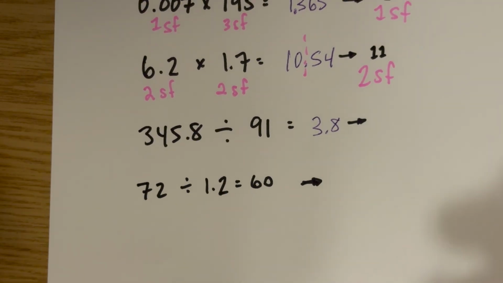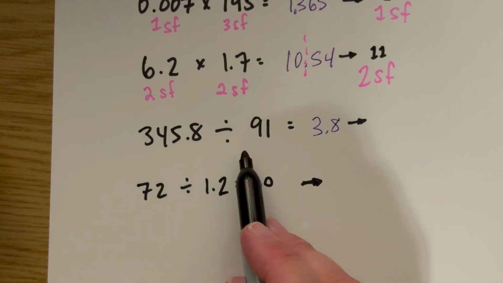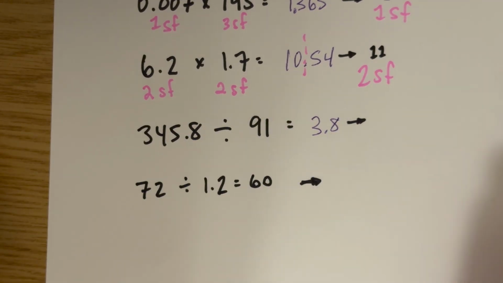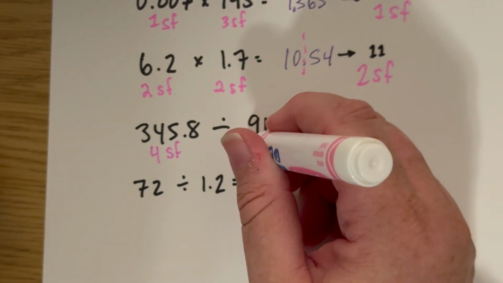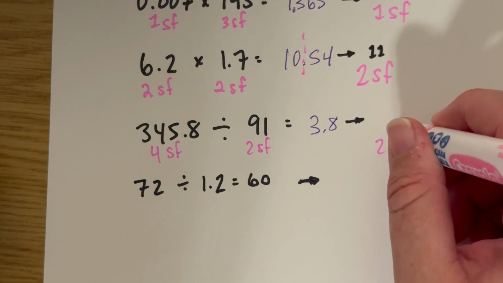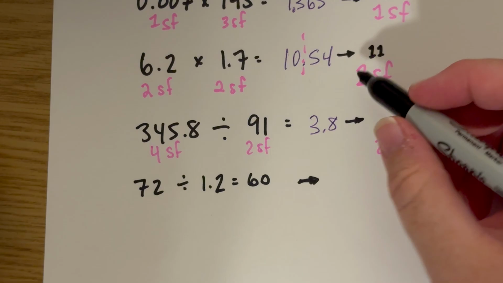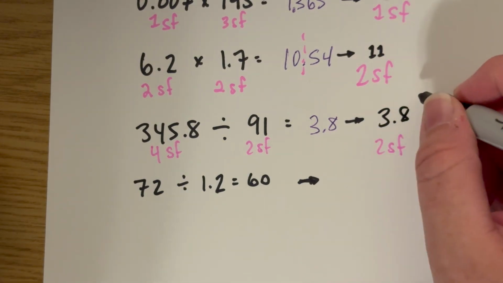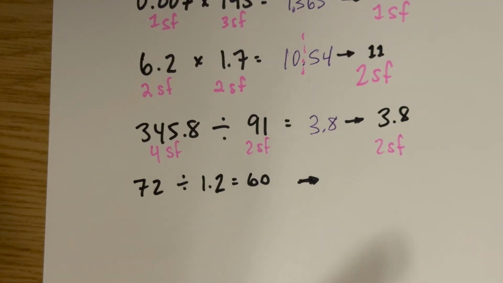When we come down here and we look at 345.8 divided by 91, we're taking 4 sig figs here and dividing by 2 sig figs. And that means that we'll have 2 sig figs in our answer, which in this case, it is exactly 3.8. Wahoo, yay, hooray, we get to keep it all. So 3.8, we would keep that 2 sig figs for what we have here.